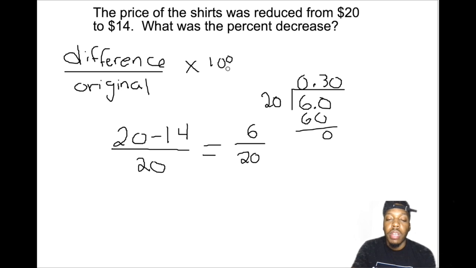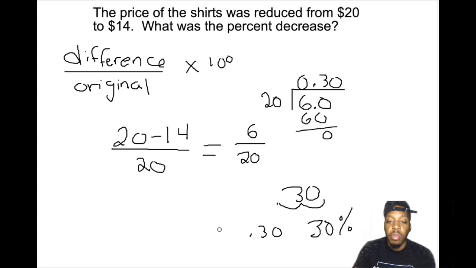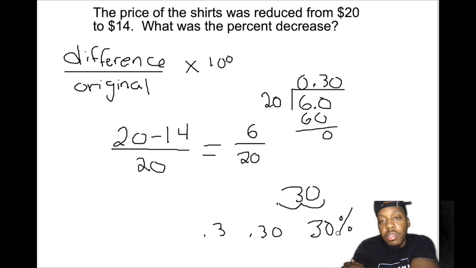But when I say multiply by 100, I'm simply saying move the decimal twice to the right. So if I move it twice to the right, boom, boom, that's going to give me 30%. All right, so I can put 30%, I can put 0.3, or I could put 0.30. All these are the same thing. All right, so just depending on the answer choice, they'll let you know what they want.